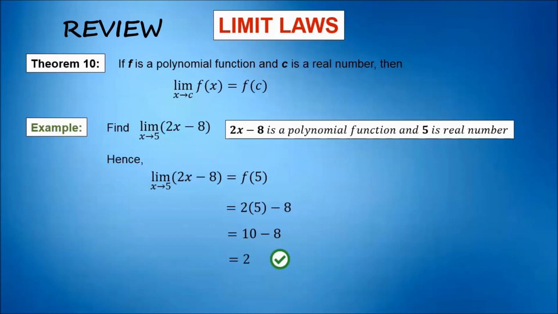Lastly, we have theorem number 10, which involves polynomial functions. It says that if the function is a polynomial function and the certain value of x is a real number, then we're just going to substitute the value of x. Just like on this example, find the limit of 2x minus 8 as x approaches 5. So this is a polynomial function and this is the certain number 5.